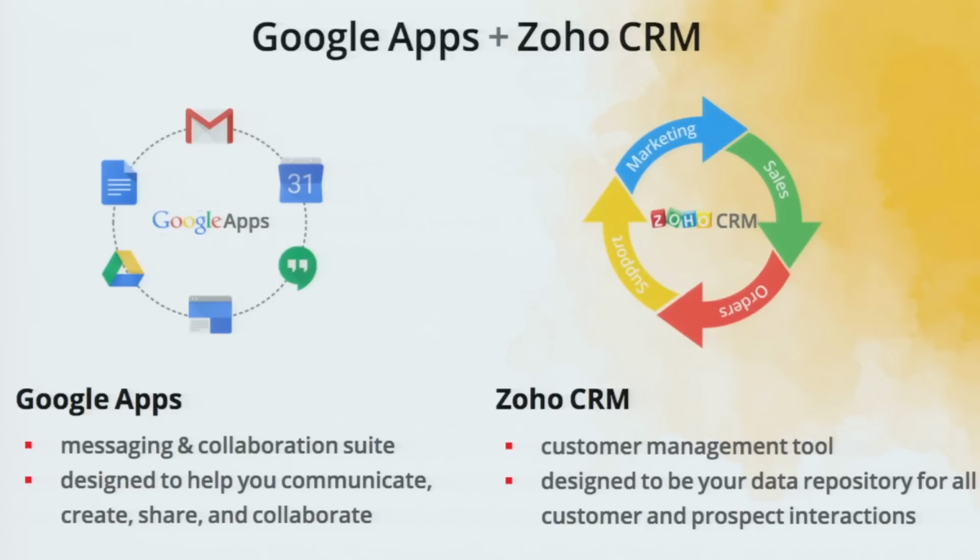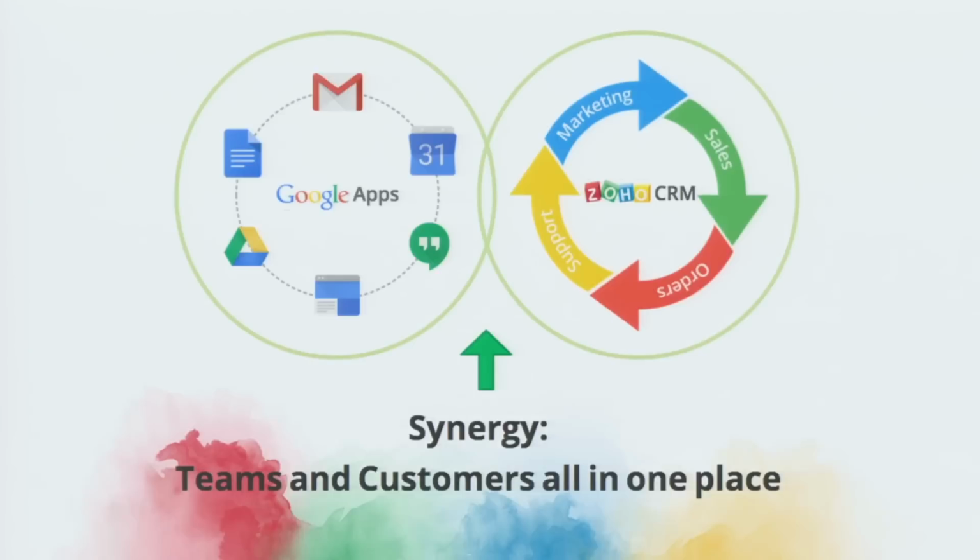So again, pretty common stuff, right? Google Apps Messaging Collaboration Suite. We are a CRM. You're talking to customers and prospects through both of them. But what we really wanted was this: we wanted to have our teams and our customers all in one place. We wanted to be able to share the information between the two services, between the applications, and really have all the data resting in one spot, whether that's Google Apps or whether that's CRM.